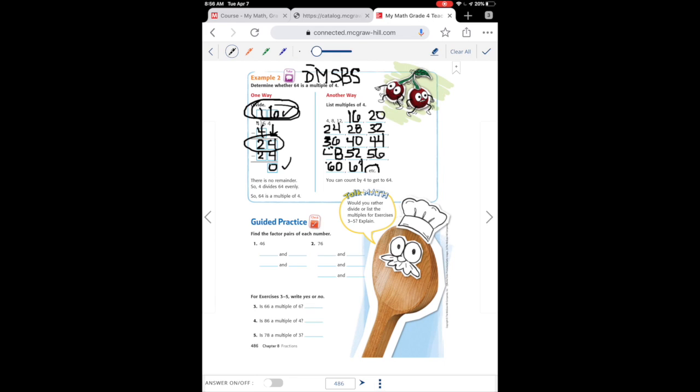Did we ever say 64 when we counted by fours? Absolutely, right here. This is 64. So you can count by 4 to get 64. So 64 is a multiple of 4. So we've just talked about how to factor and how to find multiples.